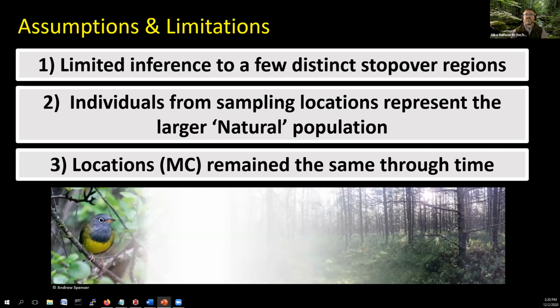Now, there are some assumptions and limitations we had to make for this modeling framework. First, we limited inference to a few distinct stopover regions, i.e. right before and right after they crossed the Atlantic, because they stayed in those places for roughly 10 days, so we have an idea that that's where they were. We assumed that the individuals we sampled were representative of the entire natural population. And we assumed that the locations we found using the migratory connectivity metric remain the same over the course of the study, in this case from 2000 to 2017.